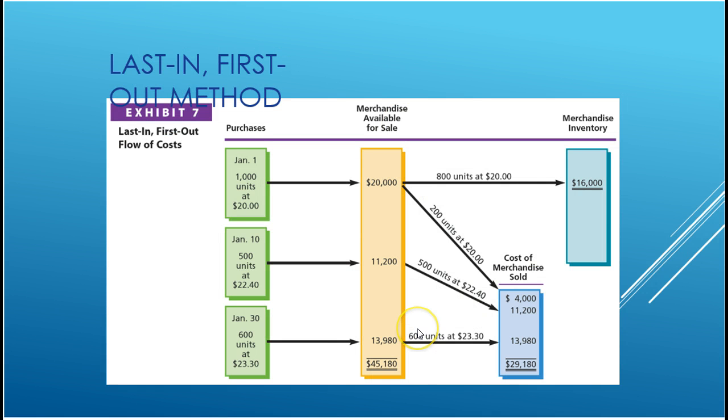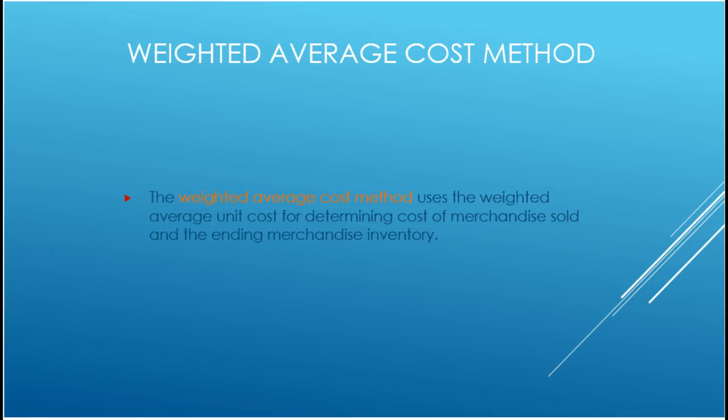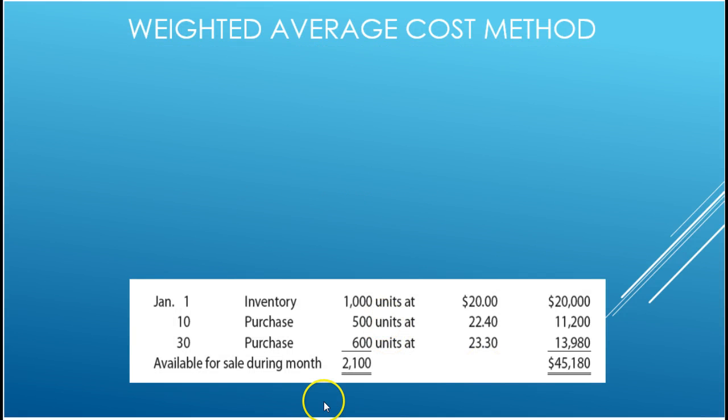And this kind of shows it in a diagram. This came in first, this came in second, this came in third. These are our sales, and these are the 800 left, so that equals $16,000. Now, one more, the weighted average, which is always the easiest.